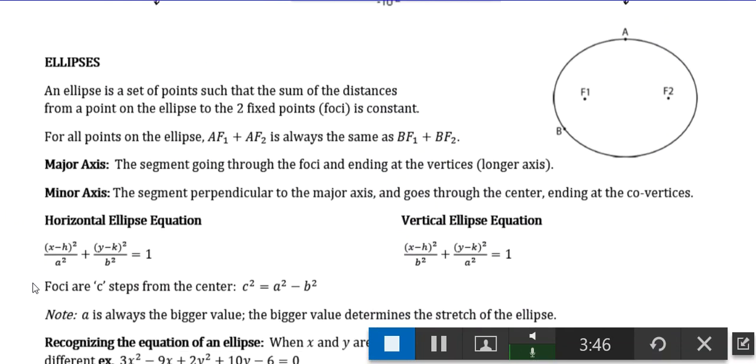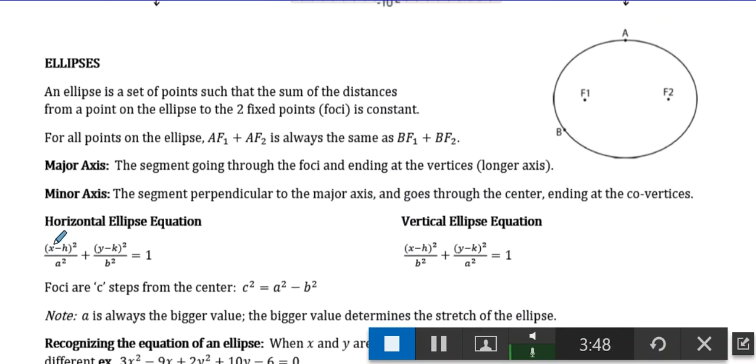Now we have a new shape called an ellipse. An ellipse is a set of points such that the sum of the distances from a point on the ellipse to two fixed points called the foci is constant.